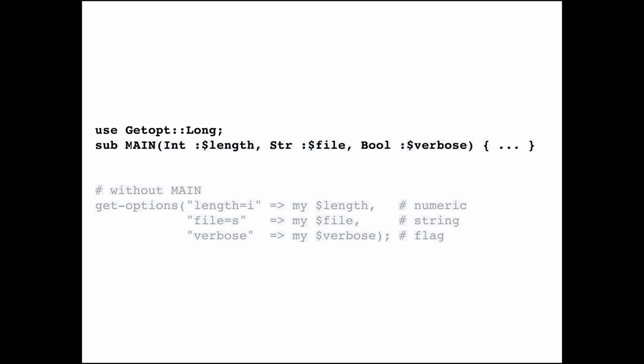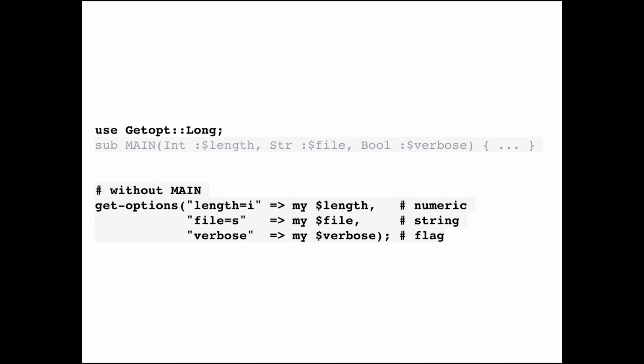Getopt::Long also has a way of not using MAIN if you want to do that, and then you get the more Perl oriented interface by specifying GetOptions, and basically it will get those options with those types into these variables that you specify, which is very much like the Perl way of doing it, which might be helpful if you're porting scripts from Perl.